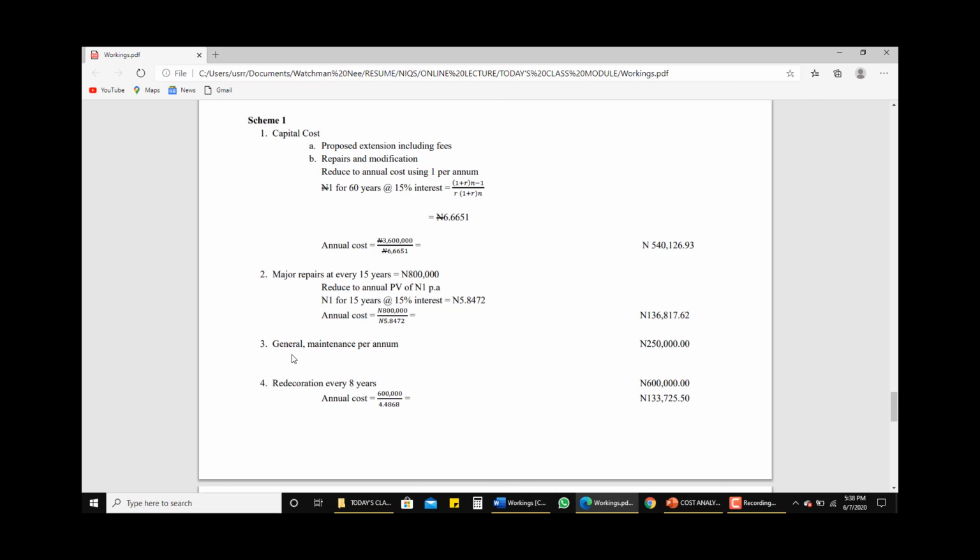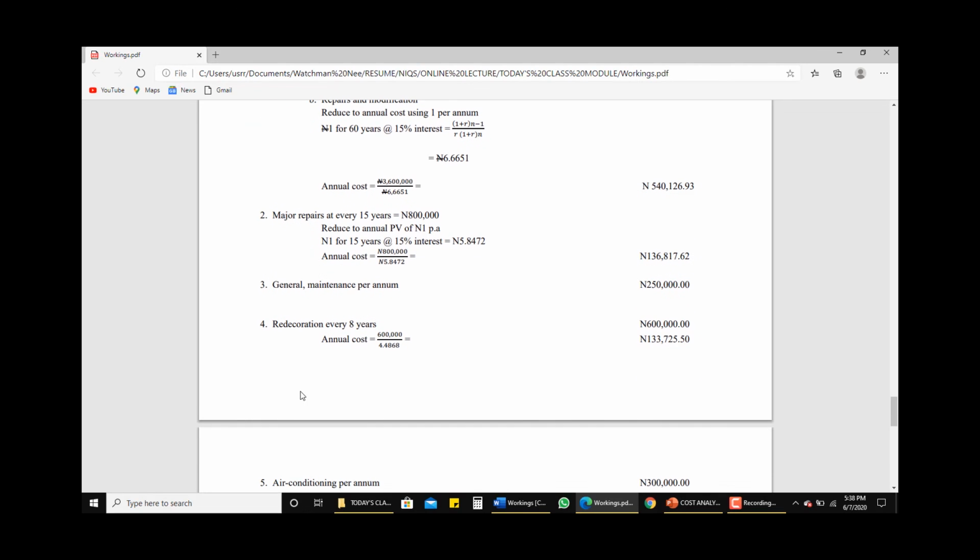Then general maintenance is per annum. So that one is straightforward, 250,000 naira. Redecoration every 8 years. So we apply the same thing we do here using the present value of 1 naira per annum. In this case, it will be 1 naira for 8 years at 15% interest. So if you calculate it, using the same procedure here, we have our annual cost to be 133,725 naira 50 kobo.